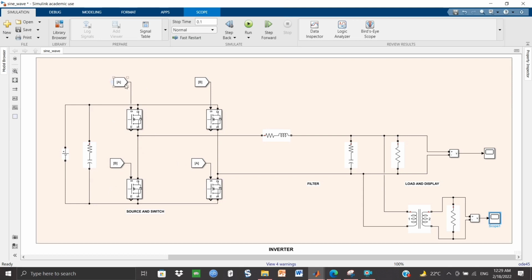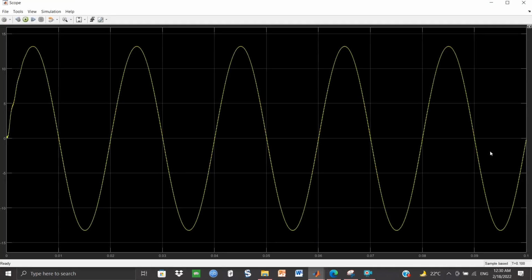When the gate pulse A is provided, the switches getting this pulse will be on and the voltage across the load will be the positive half cycle. Similarly, when the gate pulse B is provided, the switches getting this gate pulse will be on and the output voltage across the load will be the negative half cycle. Next to this, there is an RLC impedance for filtering out all the unnecessary harmonics. After this, across a resistance, the output voltage is seen with the help of a scope.